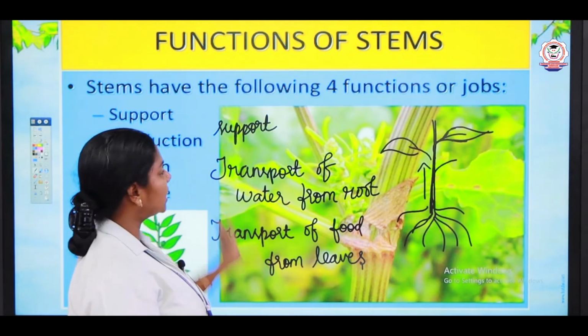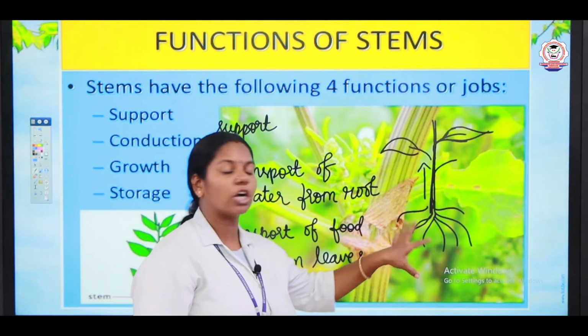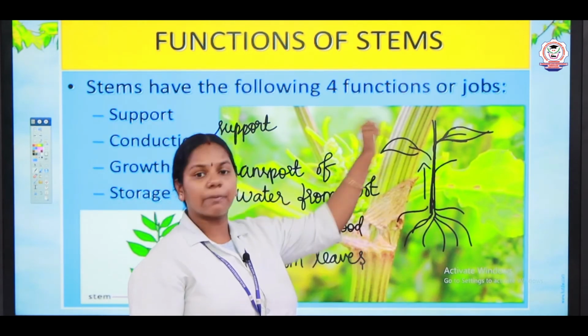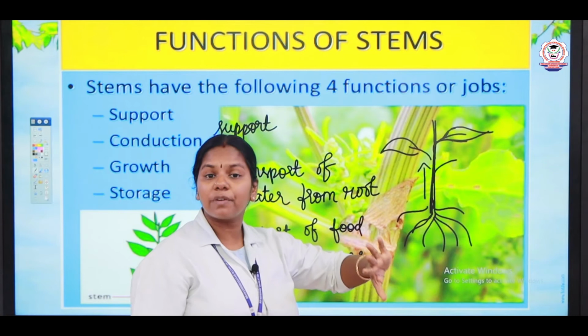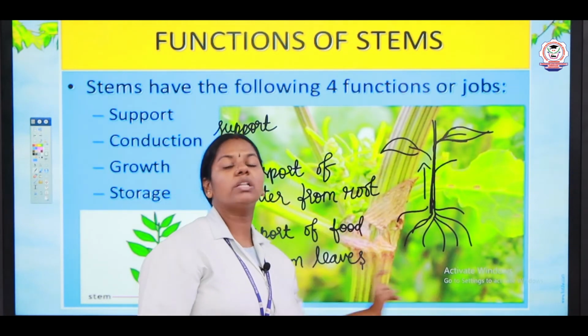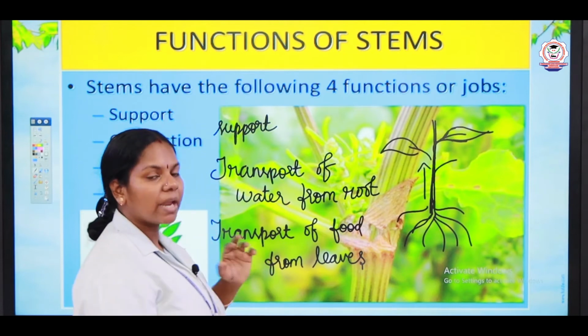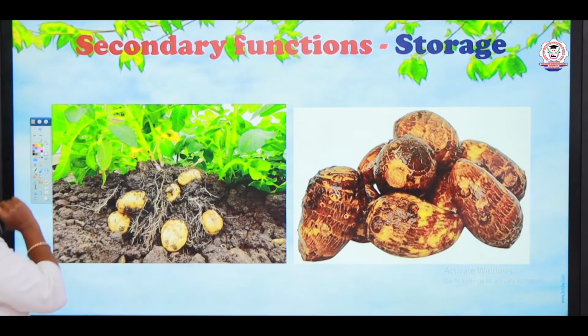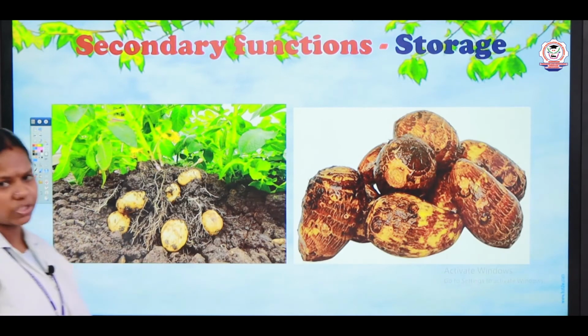First one is support, second one is the transport of water and minerals from roots to all the parts of the plant, and another important function is the transport of food from leaves to all the parts of the plant. So, the main important function is the conduction. So, next we are going to discuss about the secondary functions.